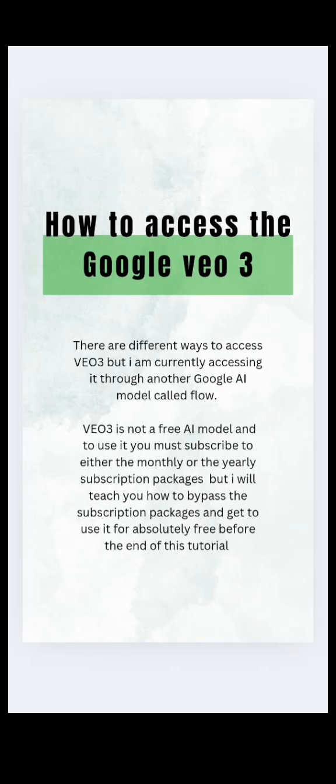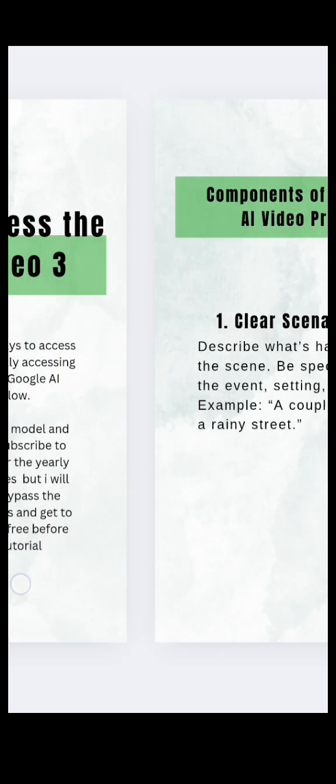All right, moving on. How to access Veo 3? There are different ways to access Veo 3, but in this tutorial, we're going to be accessing Veo 3 through one of the Google AI systems called Flow. Veo 3 is not a free AI model, and to use it, you must subscribe to either the monthly, yearly, or three-monthly subscription packages. But I will teach you how to bypass the subscription packages and get to use it for absolutely free before the end of this very tutorial. So watch out for that.